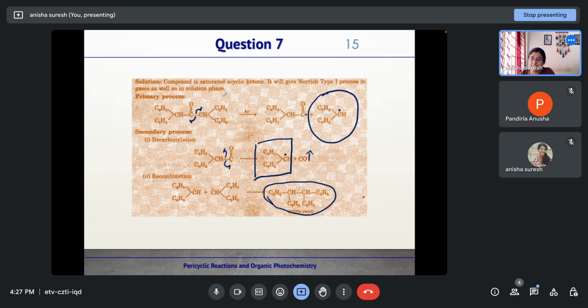Is it clear? Since this is identical, the product that we are getting is of 100% yield, or symmetrical. Since the system is a symmetrical system, because of that we are getting 100% yield of this product. Otherwise there can be recombination between these radicals, so the yield can vary.